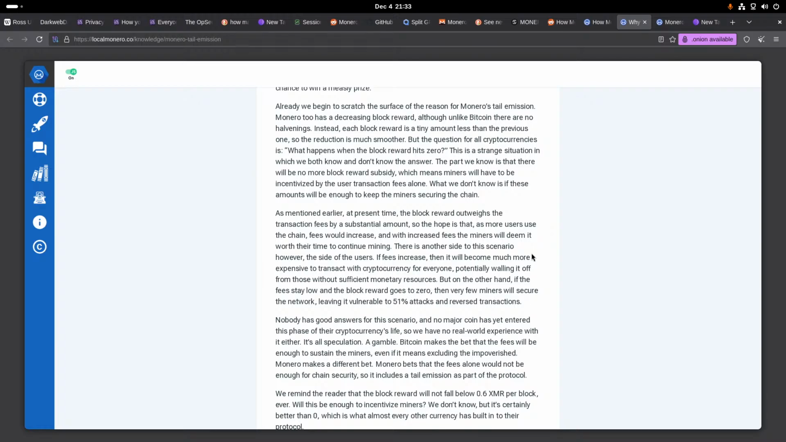But the question, for all cryptocurrency, is what happens when the block reward hits zero? This is a strange situation in which we both know and don't know the answer. The part we do know is there will be no more block reward subsidies, which means that miners will have to be incentivized by their users' transaction fees alone. What we don't know is if these amounts will be enough to keep the miners from scaling the chain. That's also true if we become a fee market where it's only based on fees and fees are cheap, like Lightning, etc., then mining isn't really profitable anymore.